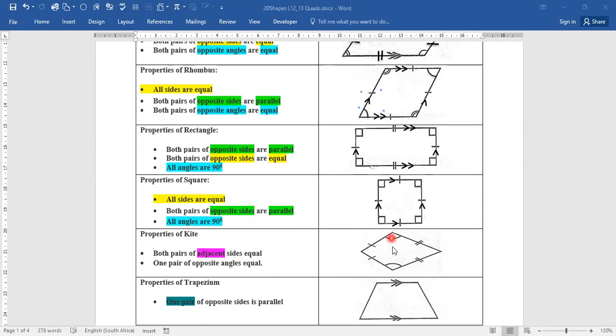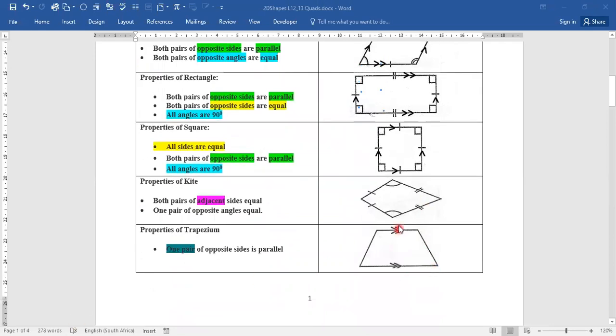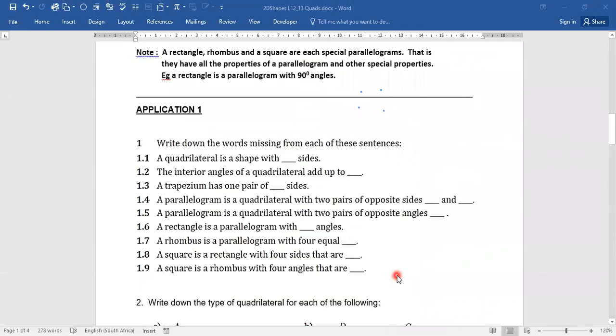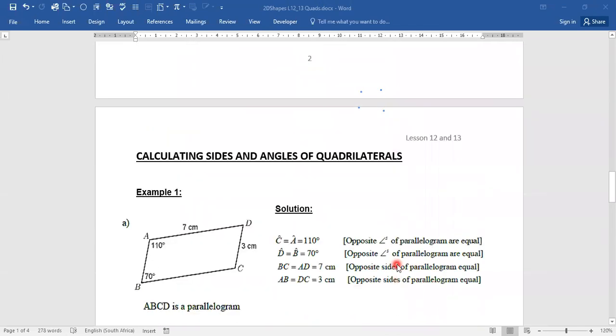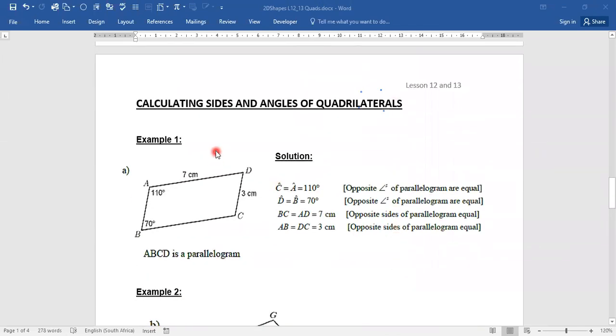Note which pair of opposite angles are equal: the one between the non-adjacent sides. Now, a trapezium has one pair of opposite sides parallel. So for today, we're going to look at how these properties are used when calculating sides and angles of quadrilaterals.